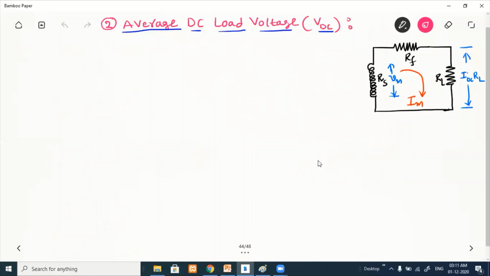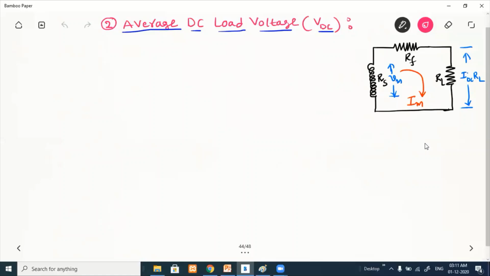The second characteristic of the center tapped full wave rectifier is the average DC load voltage, and this is the equivalent circuit used to calculate it. Here RS represents the secondary winding resistance, RF is the diode forward resistance, and RL is the load resistance. The current flowing in this circuit I am assuming as IM or IDC. Since we are concentrating on DC values, it may be IDC.